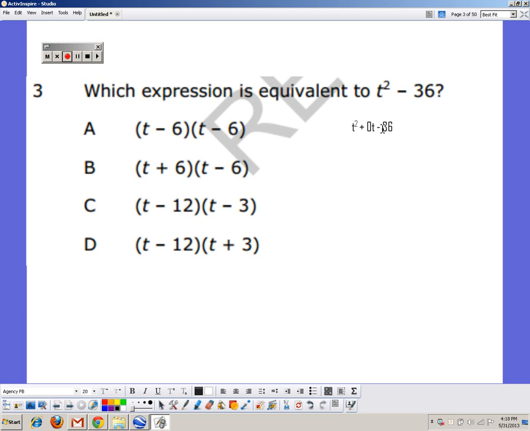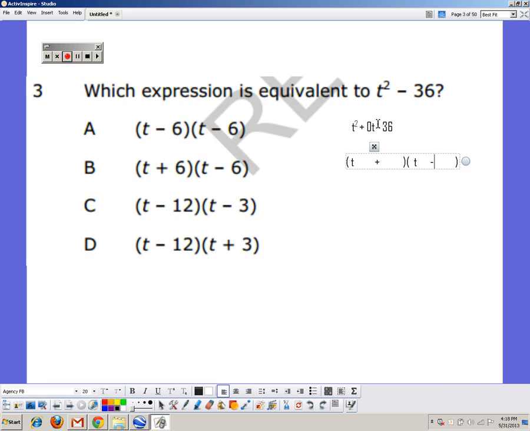As you can see, the very last sign is negative. That means the two signs are going to be different. If you notice, the first term is t squared. The only thing that can give us t squared is t times t. As we already said, one term is going to be positive, the other one's going to be negative because of that minus sign at the end.